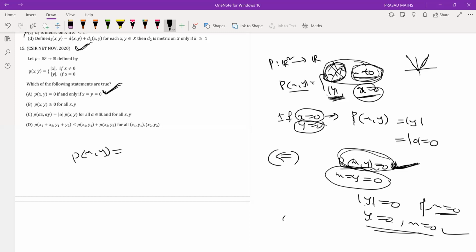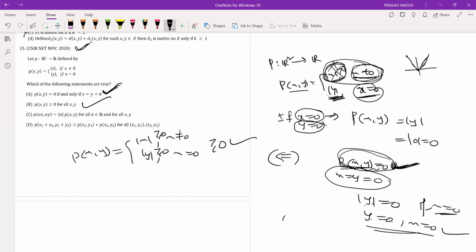P of x comma y is a non-negative function. Is it true? Answer yes. Because there is a mod symbol, no? Whenever mod is there, it is always non-negative. So this is non-negative, this is non-negative. In both cases it is non-negative, so totally non-negative. So this is over. So the second option is true. What is the third one?